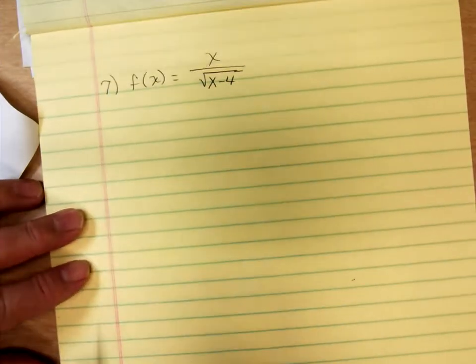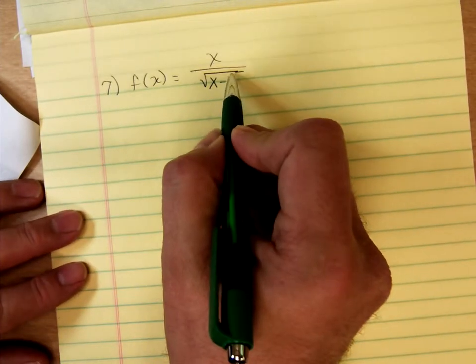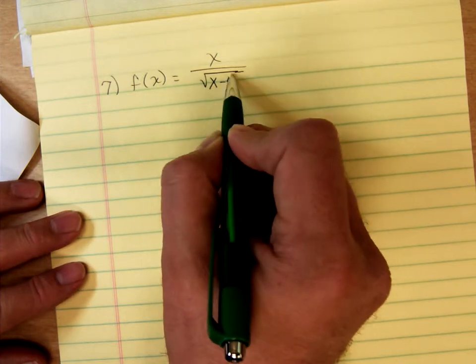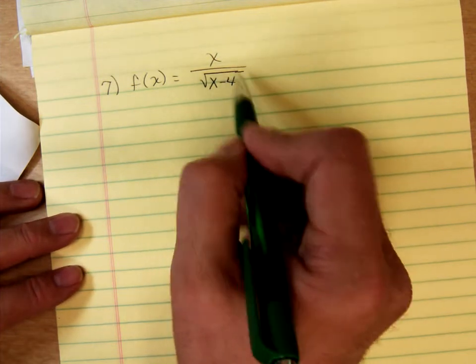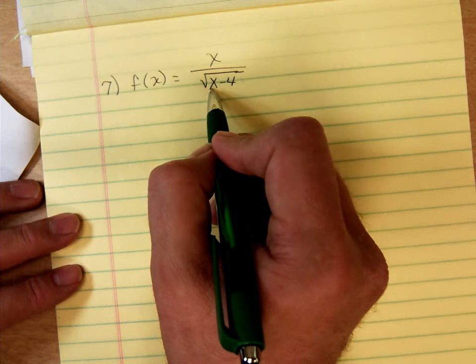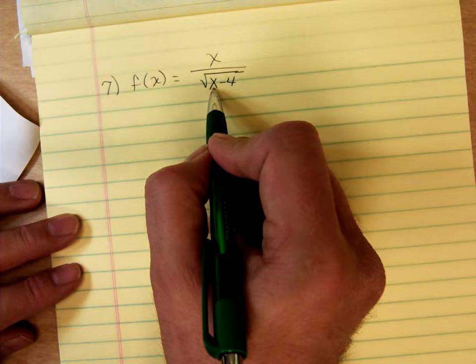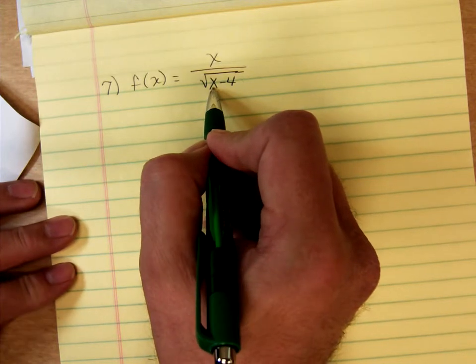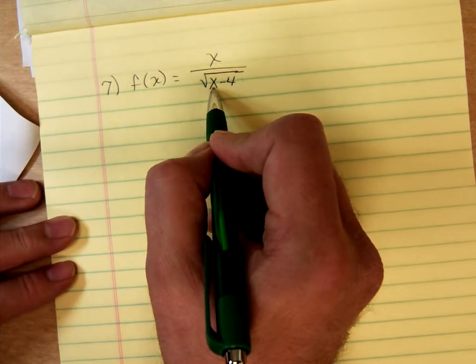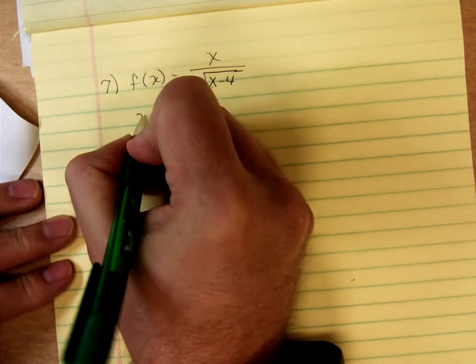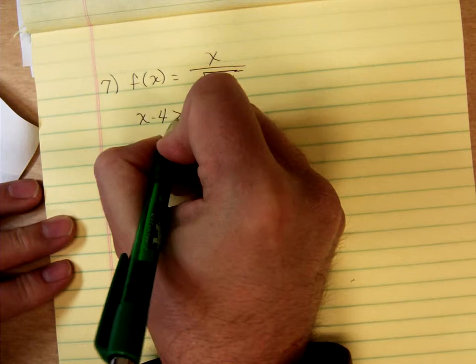Well, we don't want the bottom to be 0, because if we did, we'd have a 0 in the bottom of the fraction. If x were 4, then we'd have a 4 over 0. That would be undefined if you punched it into your calculator. So we're going to solve x minus 4 is greater than 0.